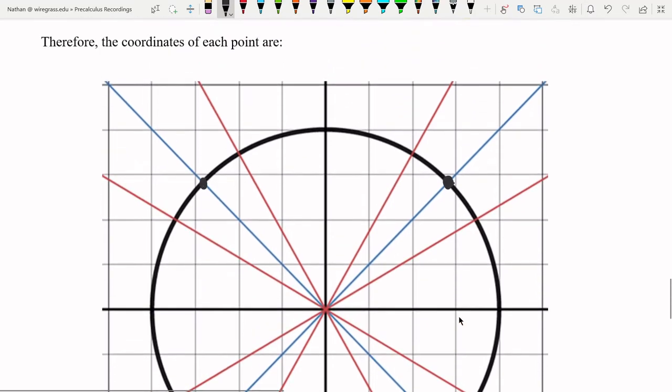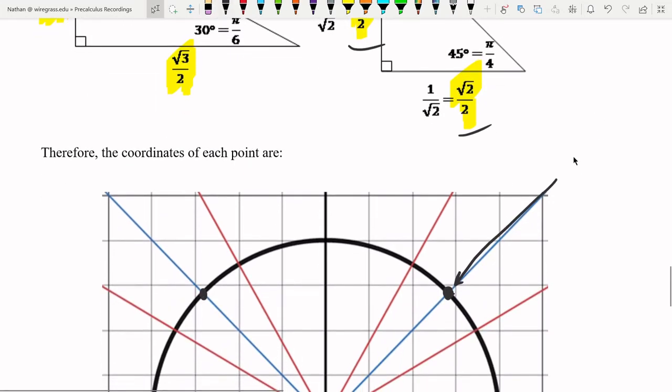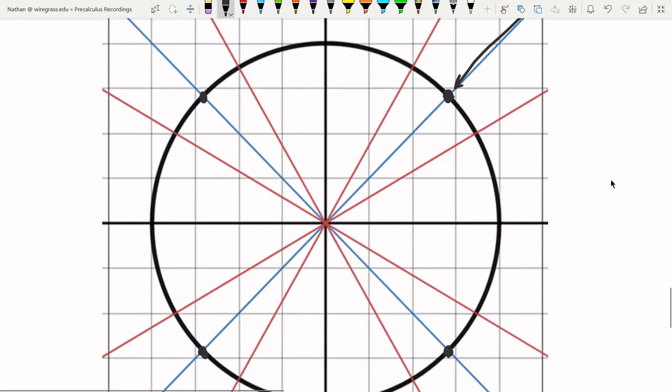So the coordinates of this point, I'm just going to draw it here at the very end here. The coordinates of that point, well, they're both the same. It doesn't matter which one's which. So they're actually both going to be root 2 over 2, root 2 over 2. That's because we have a 45, 45, 90 triangle here.